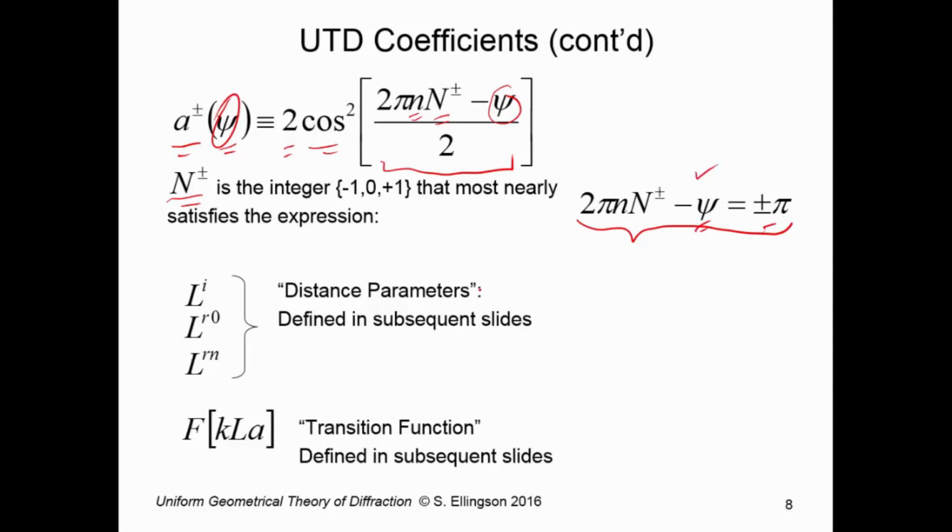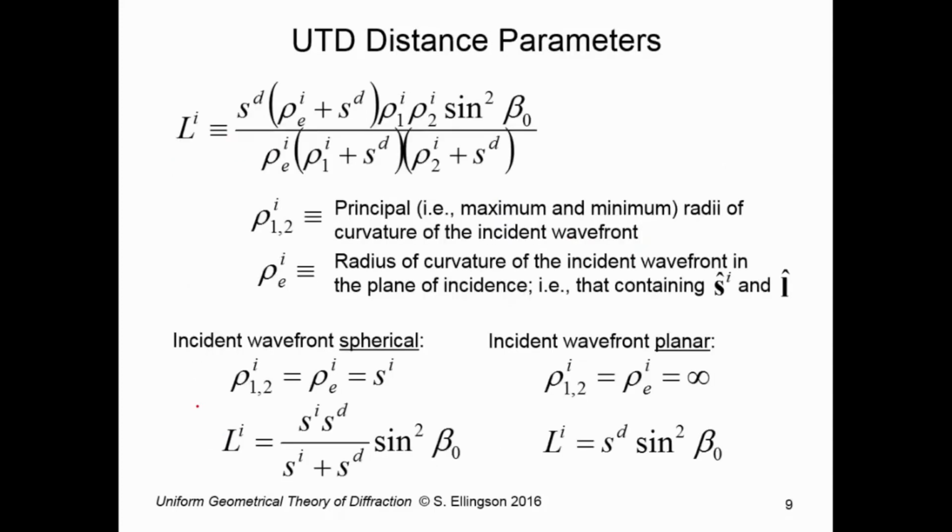The L parameters, again, these are distance parameters. I'll define these in slides to follow here. And then, as I said before, f is the transition function. Its argument is the product of the wave number, a distance parameter, and the a function.